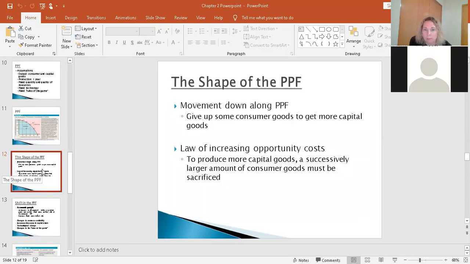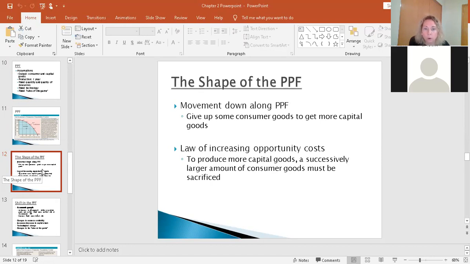But let's talk a little bit about the shape of that PPF, that curve, right? And the first thing we're gonna talk about is what happens when we move from point A to point B to point C along that curve, starting at the top, where we were producing all consumer goods, and working our way down the curve to produce more and more capital goods. This is actually the definition of efficiency, is that if we are producing at point A, which is all consumer goods and no capital goods, it's perfectly efficient.